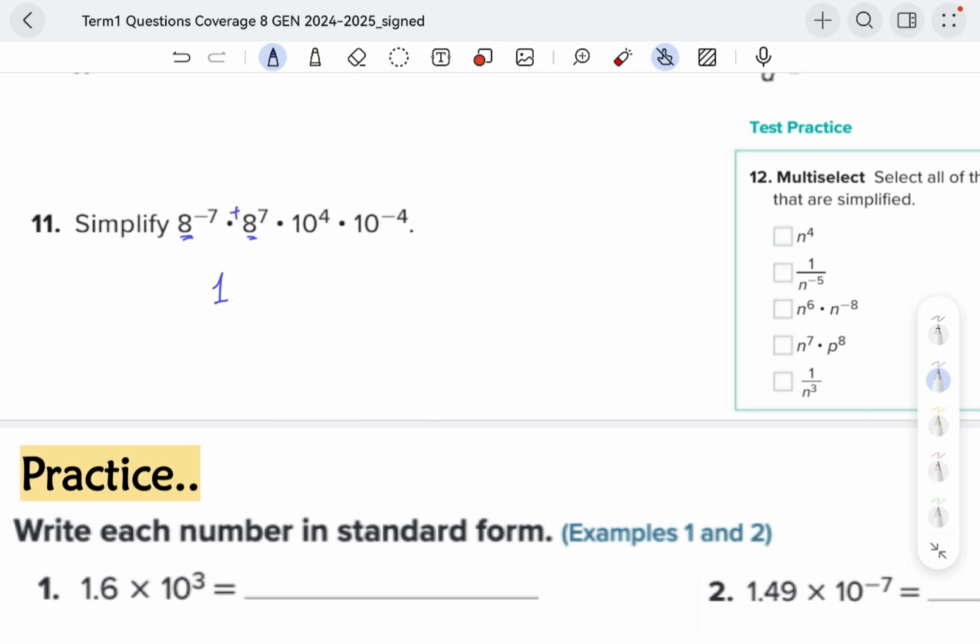And here also we have similar bases. We're going to add the exponents. 4 plus minus 4 equals 0. 10 raised to the power 0 equals 1. Okay, so this is equal to 1. 1 times 1 equals 1.